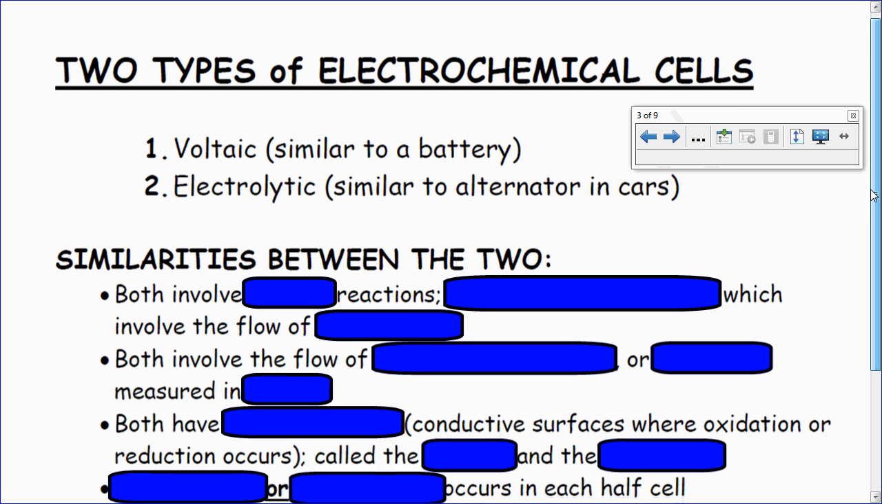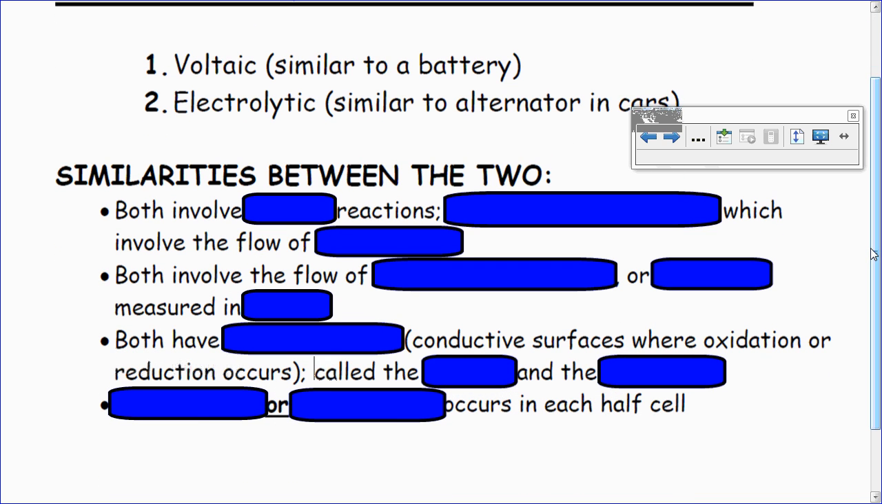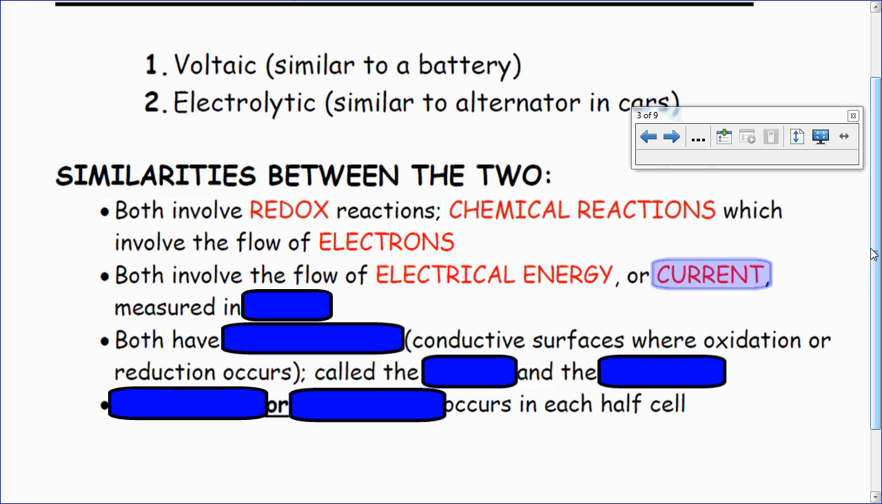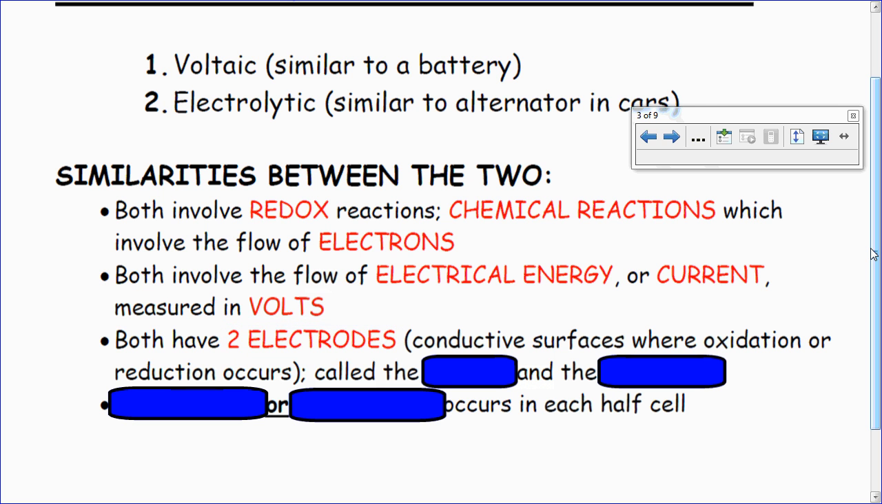So two types of cells, voltaic and electrolytic. We're going to focus on voltaic for this particular lecture. They have some similarities, though. They both involve redox reactions and chemical reactions which involve the flow of electrons. Both involve the flow of electrical energy or current measured in volts. That's kind of how we measure volts current in physics class, but we don't really do much measuring of volts in chemistry.